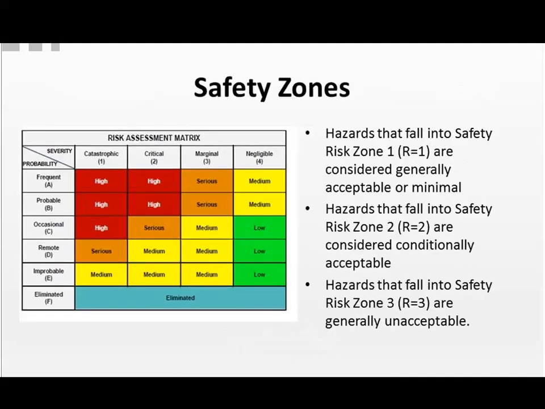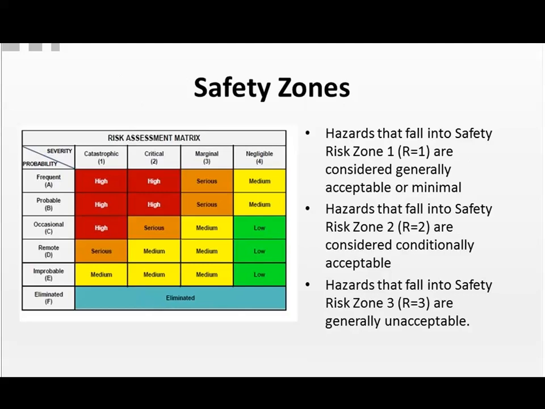Now, what you see here depicted are the safety zones. These safety zones represent the combination of severity and probability of harm, and we give them a color code. They identify the residual safety risk for each hazard in order to make a determination of its acceptability. Hazards that fall into, in this particular example, safety zone number 1, are considered generally acceptable or minimal and require no further analysis. Additional mitigations are optional for hazards that fall into safety zone green, for example.